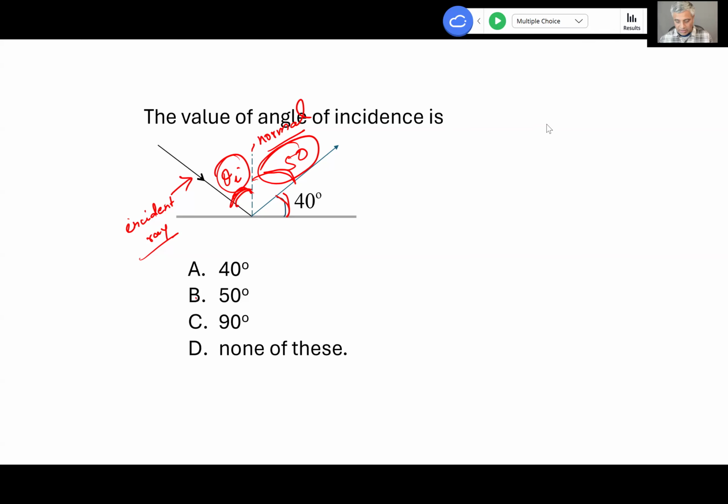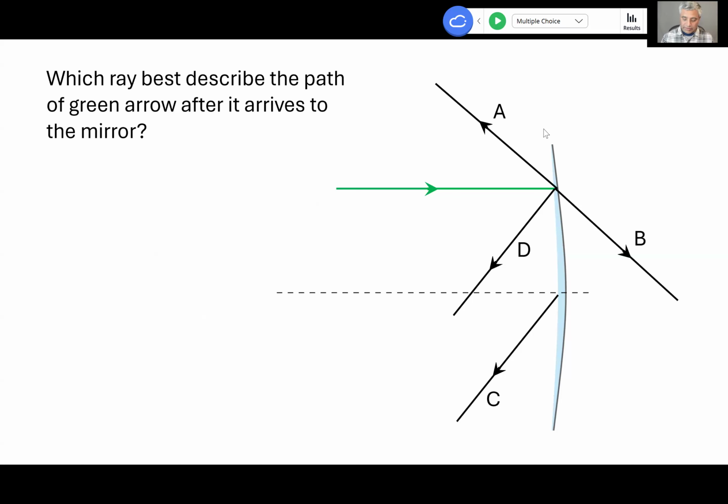So now the answer choices are labeled right there.